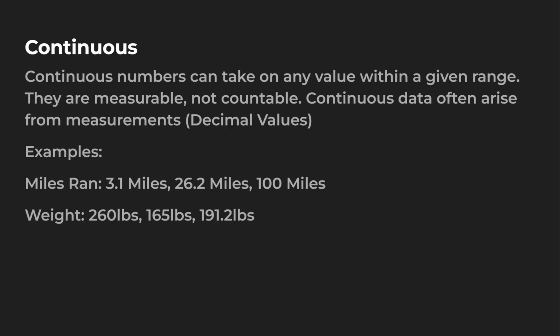So let's take a look at continuous. So continuous numbers can take on any value within a given range. They are measurable, not countable. Continuous data often arises from measurements. So this is where you go to decimal values. So here are some examples, right?